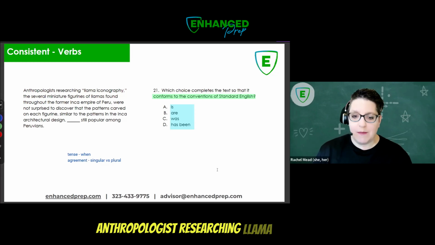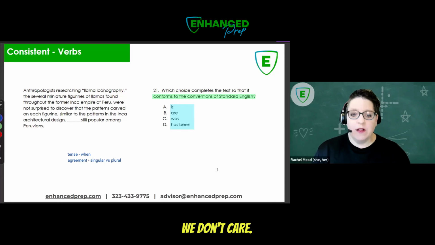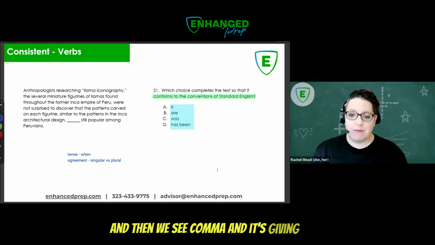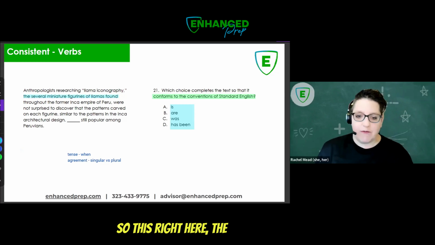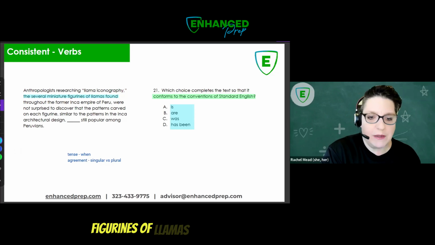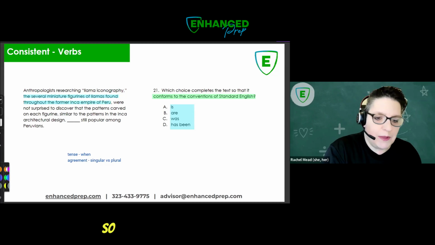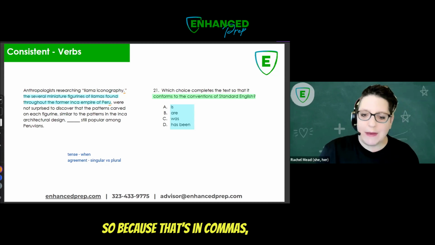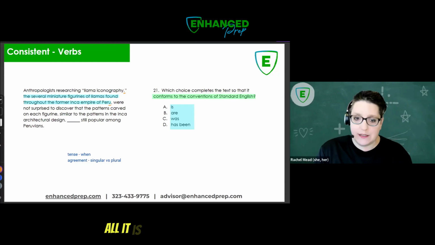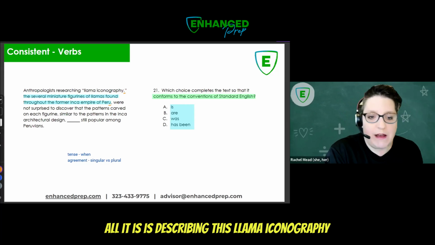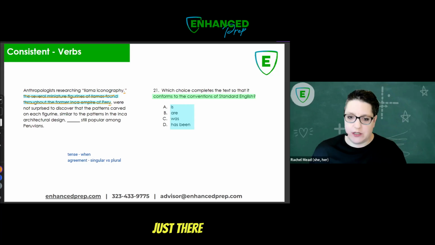Anthropologists researching llama iconography. Don't need to know what it is. We don't care. And then we see a comma, and it's giving me a description about it. So this right here, the several miniature figurines of llamas found throughout the former Incan Empire of Peru. Because that's in commas, I'm identifying it as unnecessary information. All it is doing is describing this llama iconography for me. So I'm going to get rid of this because it's just there to distract me.